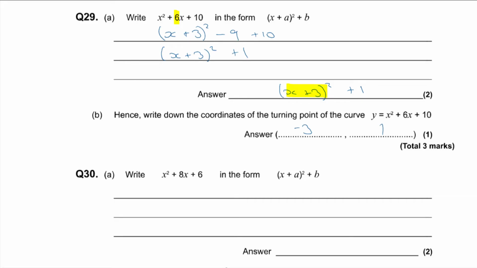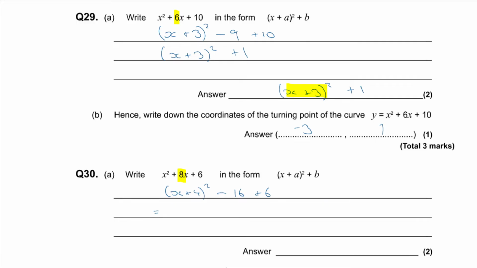Question 38: write down x squared plus 8x plus 6 in the form of x plus a all squared plus b. So again, in completed square form. We're going to take the coefficient of x and halve it. I'm going to write down x plus 4 all squared, subtract the square of 4, which is 16, and plus 6 that was already there.